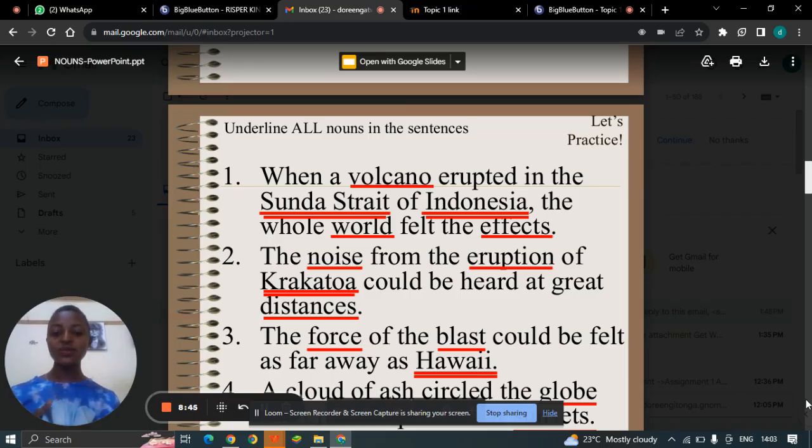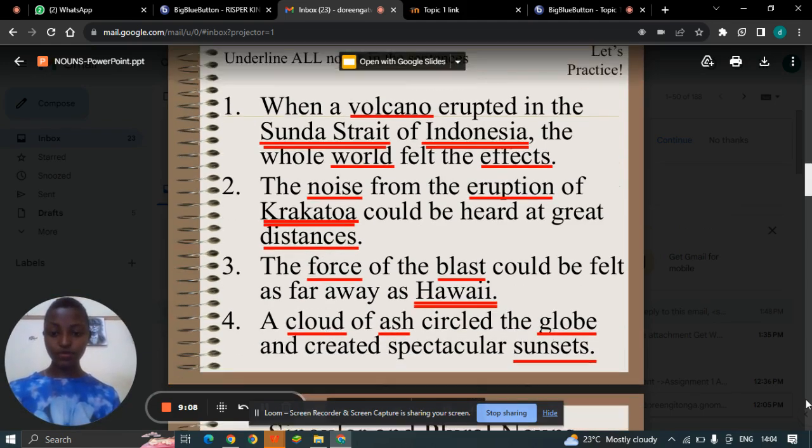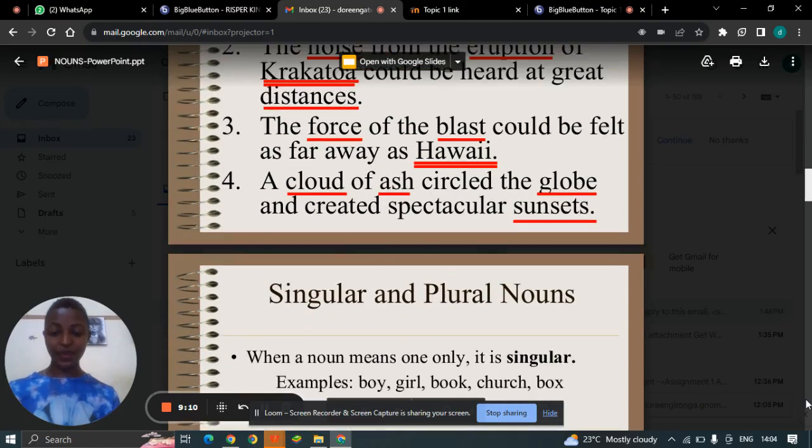So in this sentence, we have the common noun and the proper noun. We say the proper nouns are specific, whereas the common nouns are just general. For example, the Sunda Strait is the proper noun, and Indonesia is the proper noun, because it's giving which country the volcano erupted in. So do question 2, example 2, 3, and 4 as well.